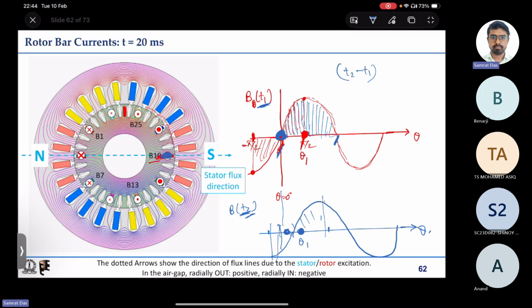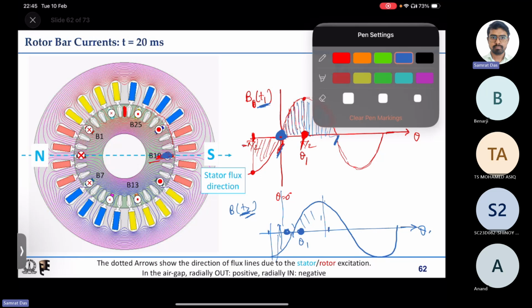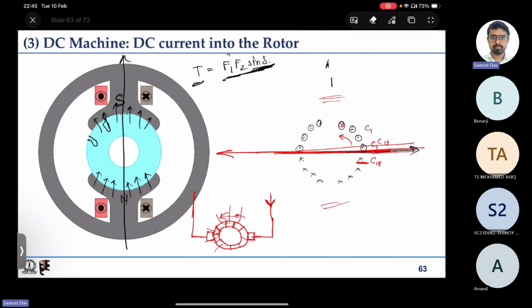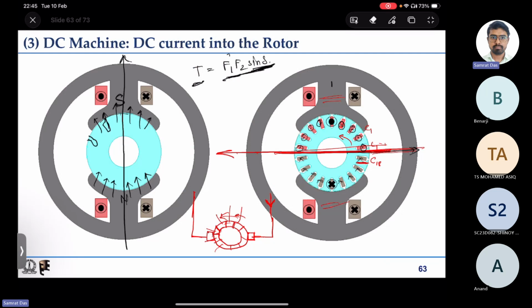Anything else? Sir, I have a doubt. Based on the leading and lagging, how can we say that the power is transferred from the leading to the lagging? This can be answered from the basic power flow equation also.